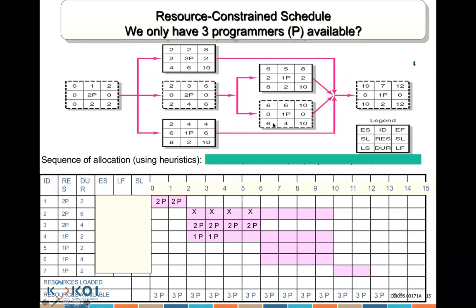Now I'm moving to this section. Would I do 5 or would I do 6? 6. Why 6? Because it starts at 0. 0 slack. So when can 6 start?